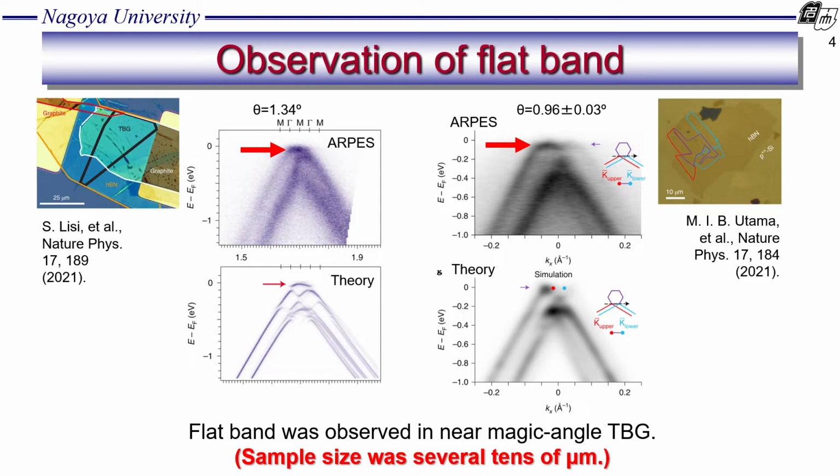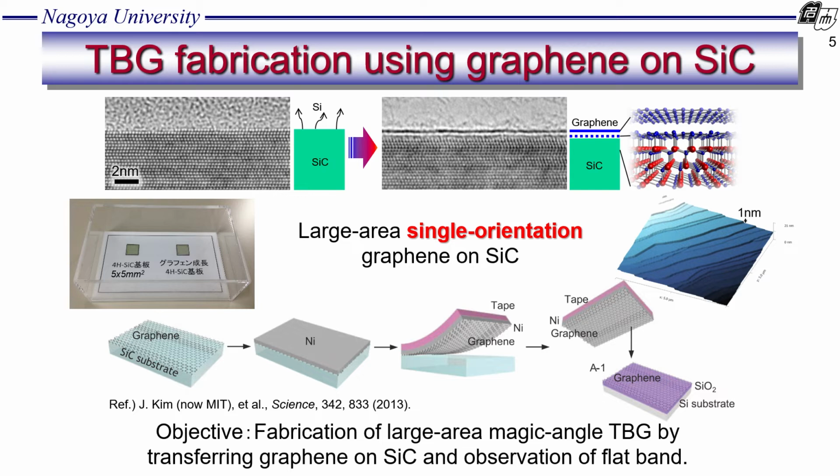In order to perform various other experiments and to realize twistronics, a large area sample is required. On the other hand, we have been making millimeter-scale single-orientation graphene by thermal decomposition of silicon carbide in these 10 years. If we can make twisted bilayer graphene by transferring this graphene, the sample size will be millimeter-scale, which is more than 5,000 times larger in area. As for the transfer of graphene on silicon carbide, Professor Kim at MIT, our collaborator, established the original transfer technique.